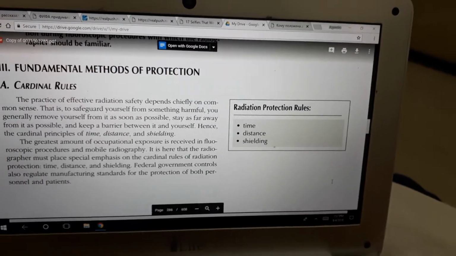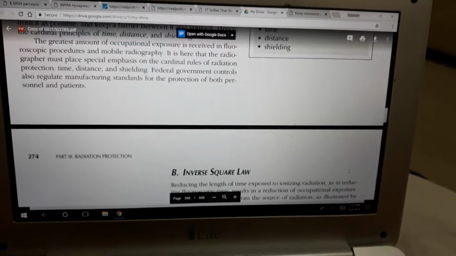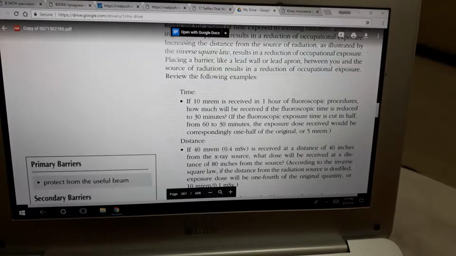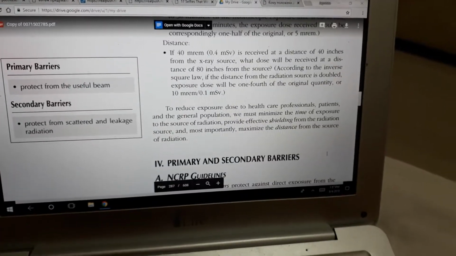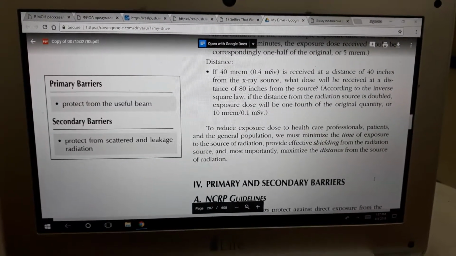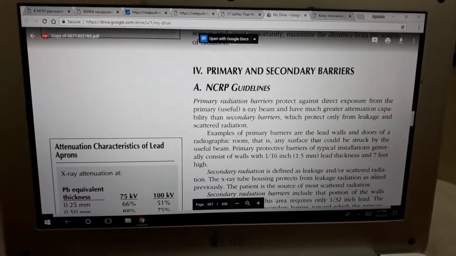Radiation protection rule: time, distance, and shielding. Inverse square law. The primary barrier protects from the useful beam. The secondary barrier protects from scattered and leakage radiation.